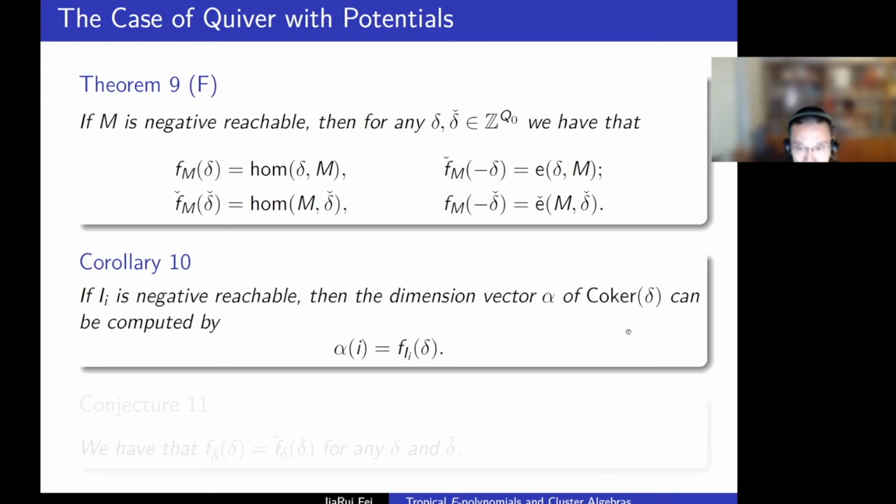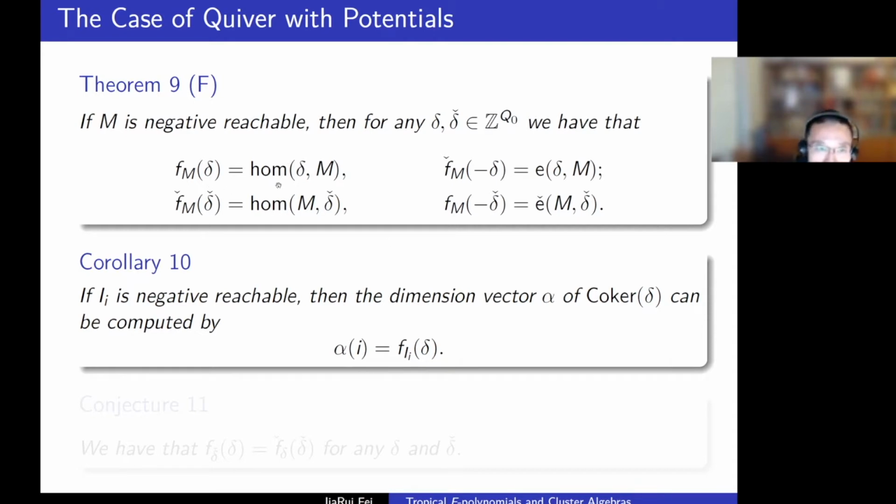And as a corollary, for any delta vector, you can compute the dimension of the generic co-kernel. You just need to compute all the tropical F-polynomials for the injective representations, then evaluate on this delta vector. Then you get the dimension vector at position i. I think even this simple corollary is not known previously.